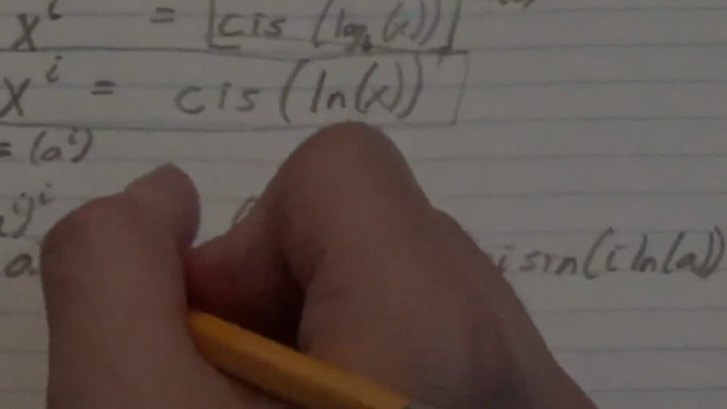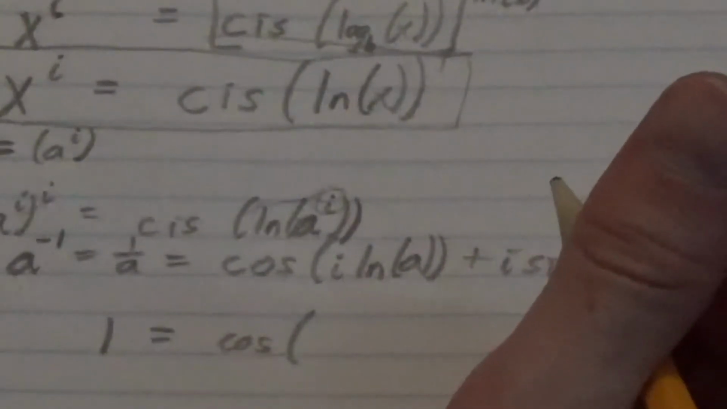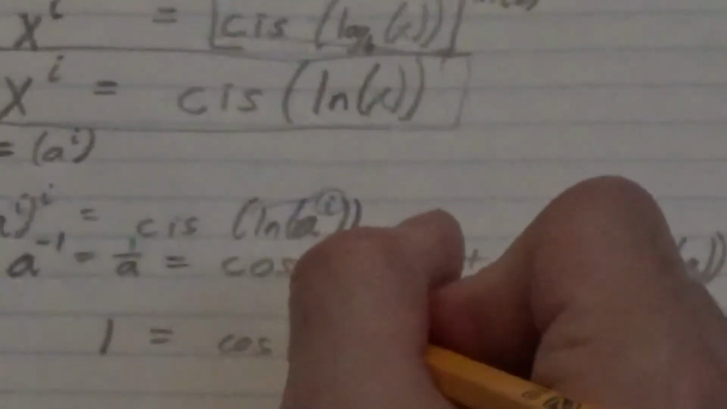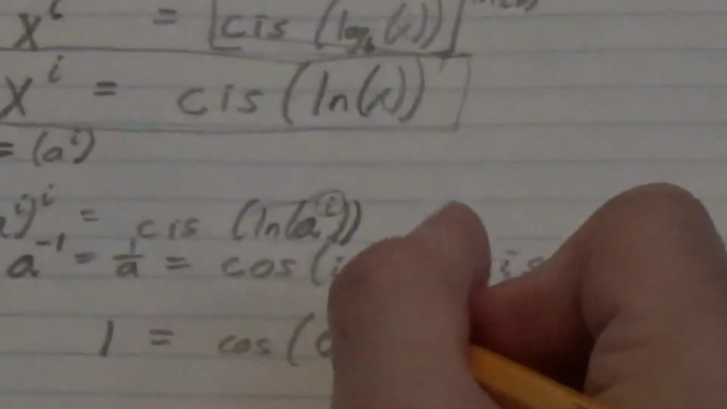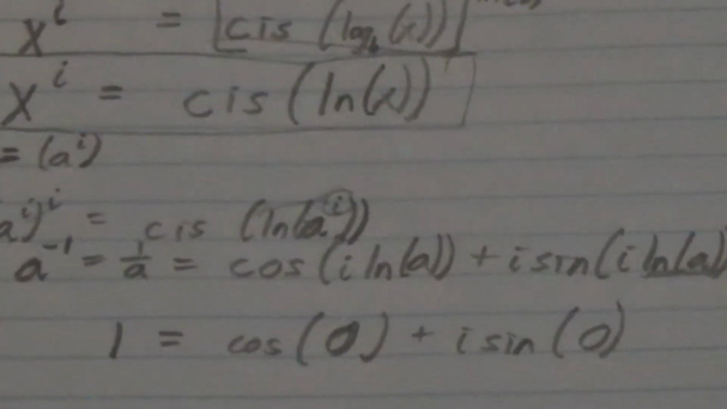Well, for instance, if a equals 1, we get that 1 equals the cosine of i times the ln of 1. Well, what is ln of 1? Most basically speaking, it's 0. Plus i times the sine of, again, we have a ln 1 factor here, and that is in this case 0. And from here you can do this in your head, and verify that the cosine of 0 is 1, and the sine of 0 is 0, so this imaginary term goes away. So this verifies the equation, and it makes sense.